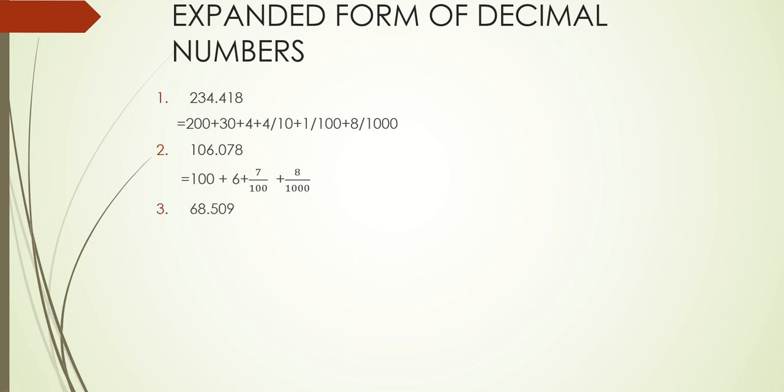Next example is 68.509. So what is the expanded form of this? Think about it. Yes, it would be 60 plus 8 plus 5 tenth plus 9 hundredth. In this also I have skipped this 0. Okay, you can skip.